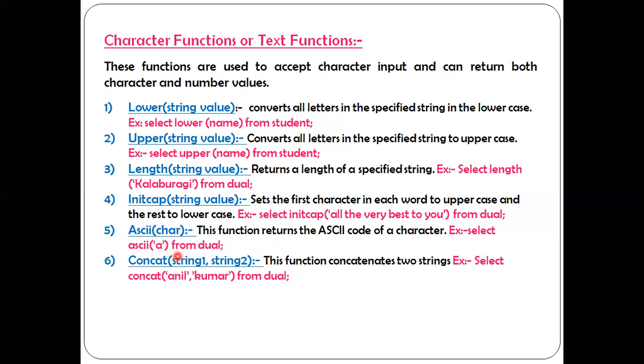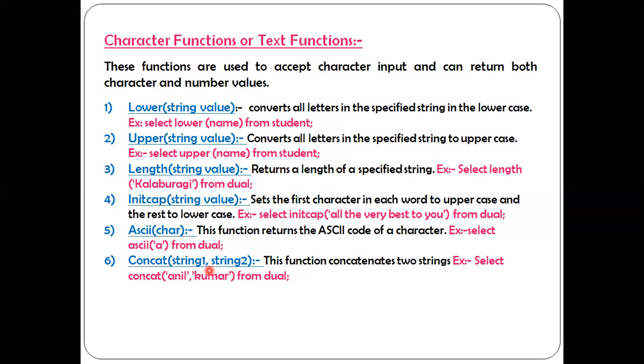Got it? From which table? Dual. This is going to return 97, that is, the equivalent ASCII code is 97. The last one is concatenate, that means joining two or more strings. Concat, string 1 comma string 2.